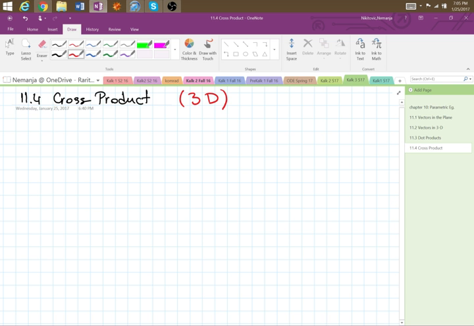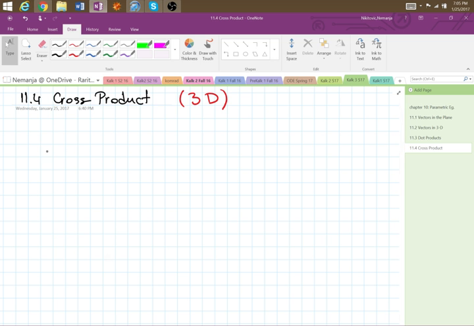So the cross product will be the product of two three-dimensional vectors, and we will see that the answer we get is going to be another three-dimensional vector. You guys did the class prep for this. You already know that the vector you get is going to be perpendicular to the plane which is created by the two vectors that you multiplied.